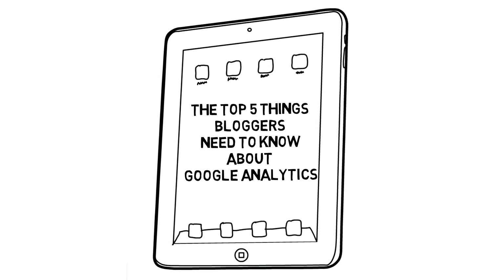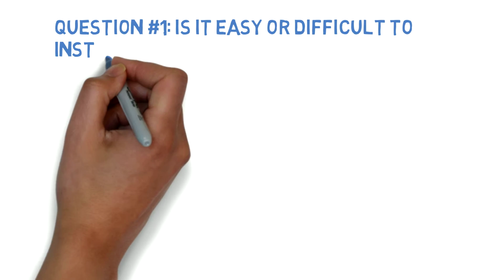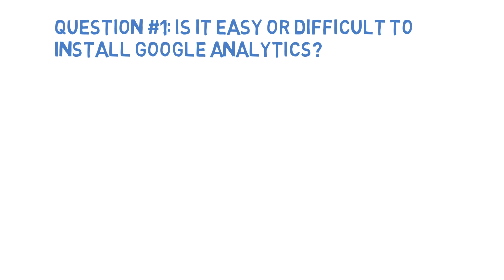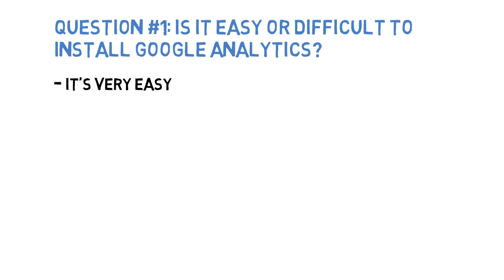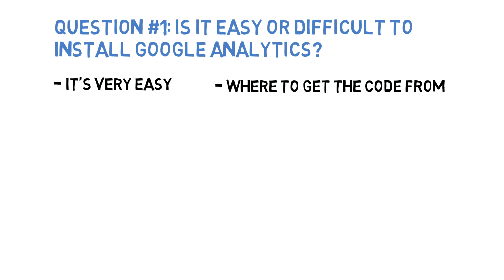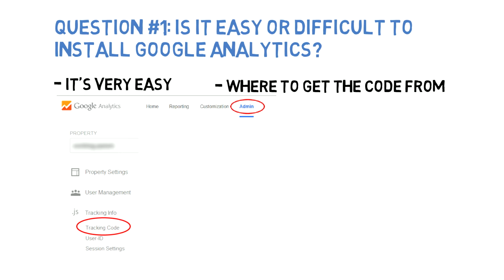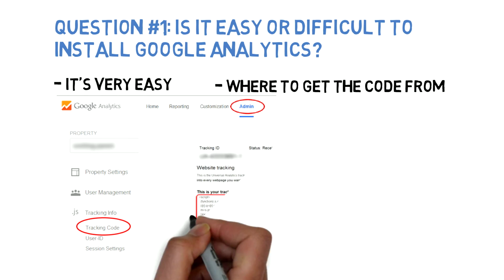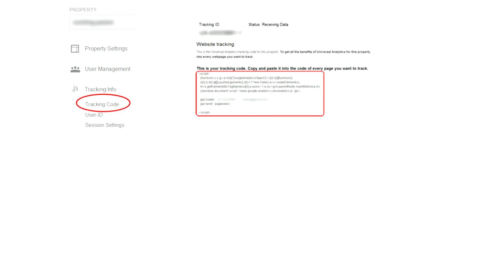The most common question I get asked, especially by new bloggers, is whether it's easy or difficult to install Google Analytics. The answer is it's very, very easy. The only thing is you need to know where to get the code from. Essentially you just need to take some code from Google Analytics, which you can find here in the admin area, and copy this code. Now the second part is you need to know where to paste that code. This will typically be in your template's header.